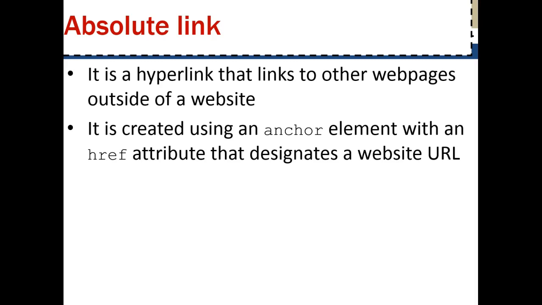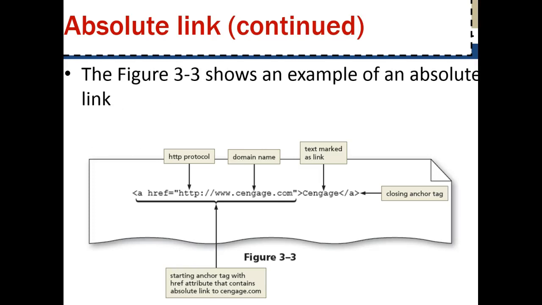If it's another website, we need to put the whole address, which includes the HTTP protocol and other parts of the address in there. Then we can put our text mark as a link to it and also close the anchor tag. So this is an example of an absolute link. Again, remember you need to put the whole address. It starts with the HTTP protocol, then you put your domain name. And when you click on this, it will take you to this website, which is outside of your web page.